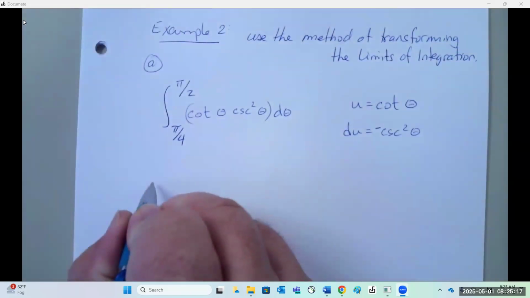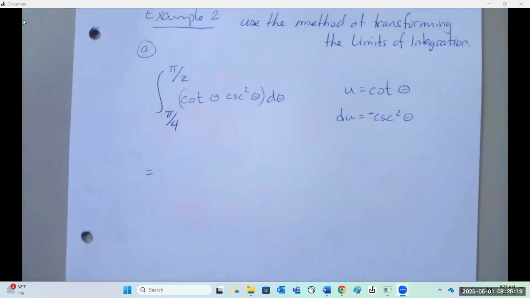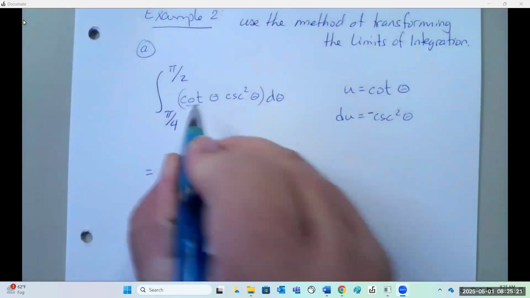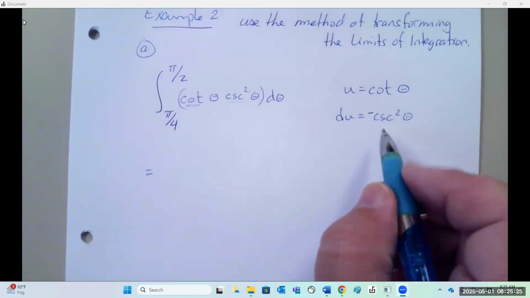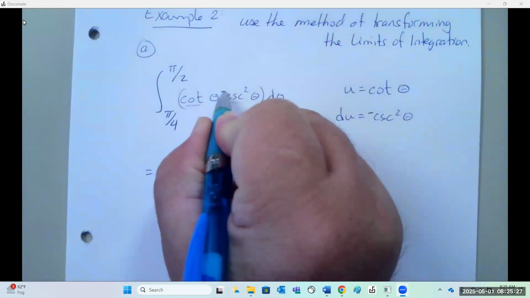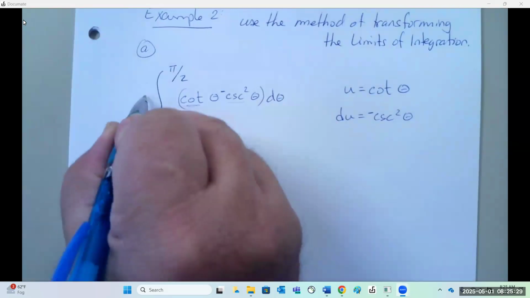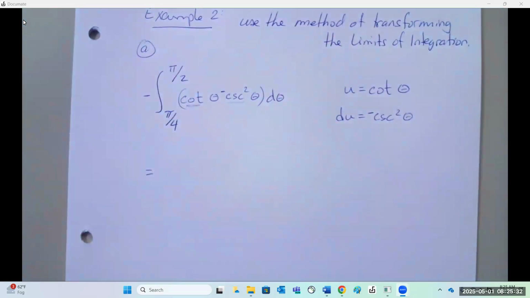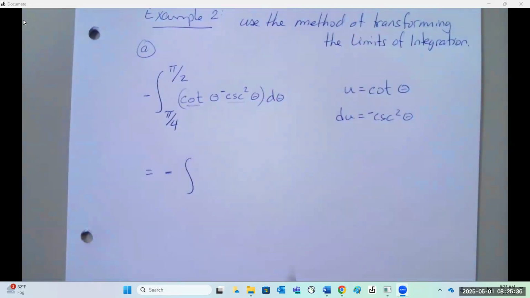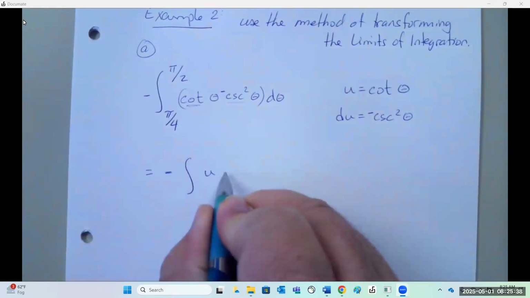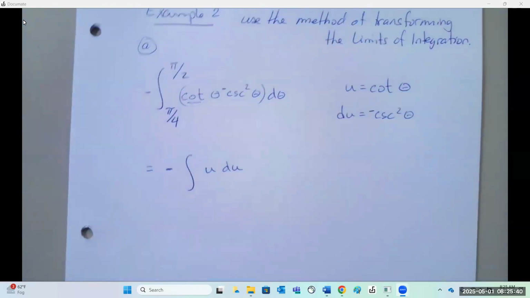So what do we have here? Do we have everything we need? We have cotangent. We have cosecant squared. What are we missing? We're missing a negative. So we can put a negative there, and we have to put a negative out in front. So the answer is going to be negative. We have u du.